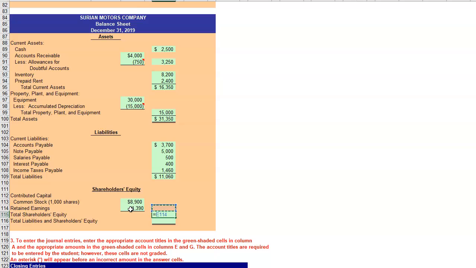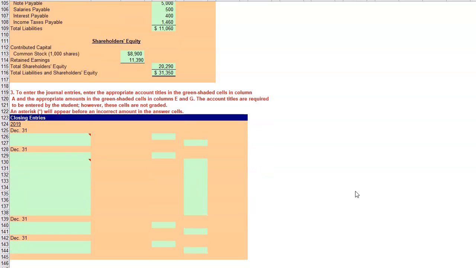So I add those two up. And then I add my equity plus my liabilities. And it should balance out, and it does. The next thing we have to do are the closing entries.